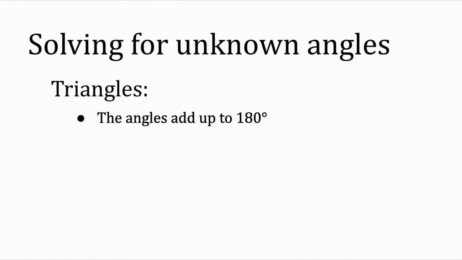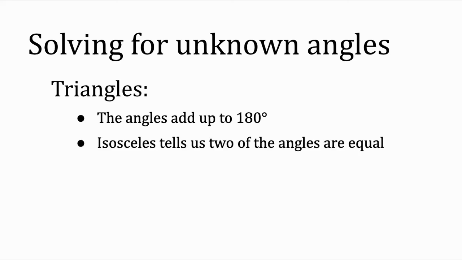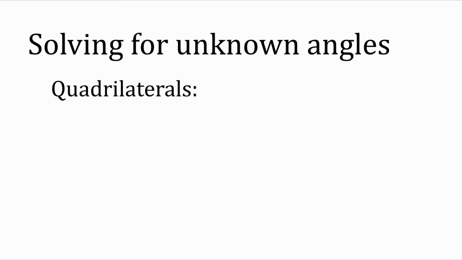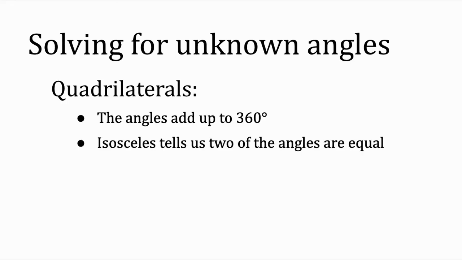For triangles, if you've got one unknown angle, you can subtract from 180. If it's isosceles, we know two of the angles are equal. Equilateral triangles' angles must be 60 degrees because they have to add up to 180 and all be equal to each other. For quadrilaterals, if you've got one unknown angle, you can subtract from 360. If it's isosceles, we know two of the angles are equal.